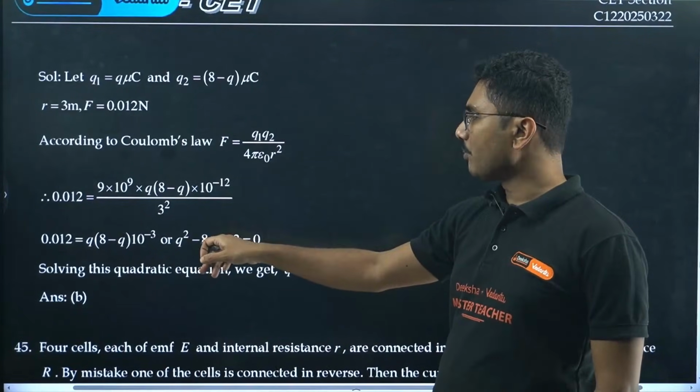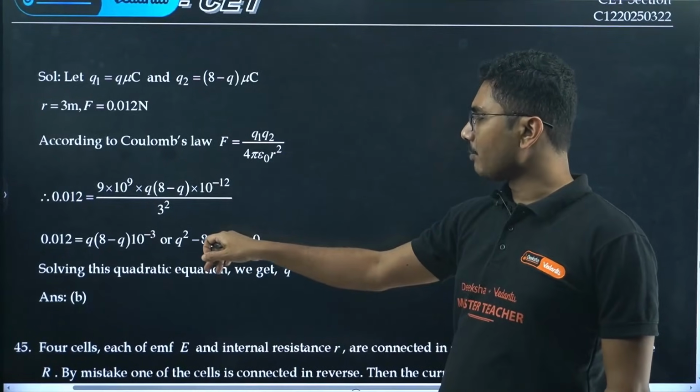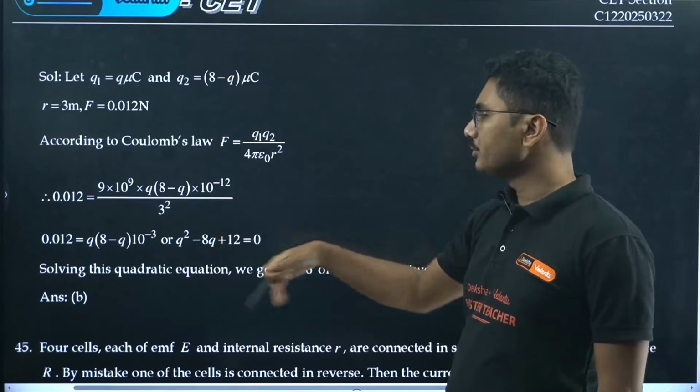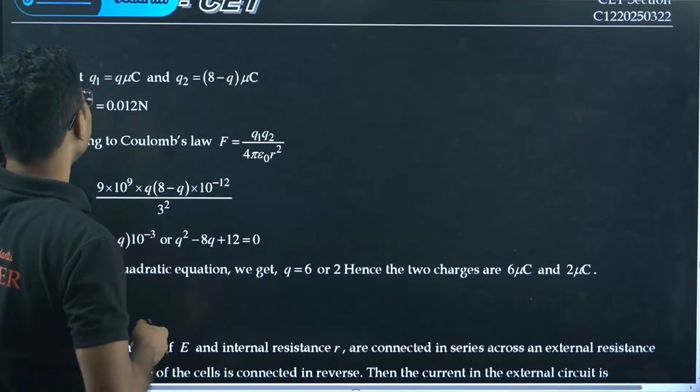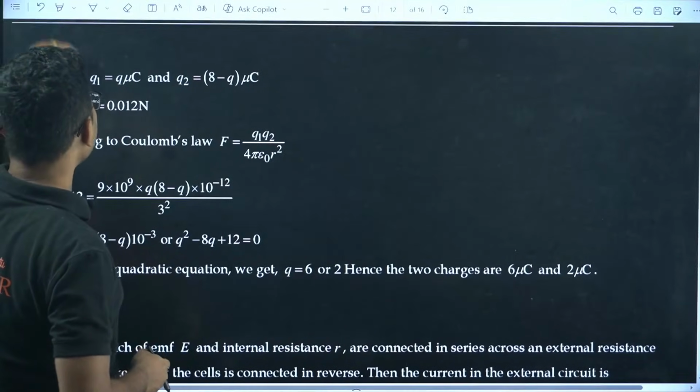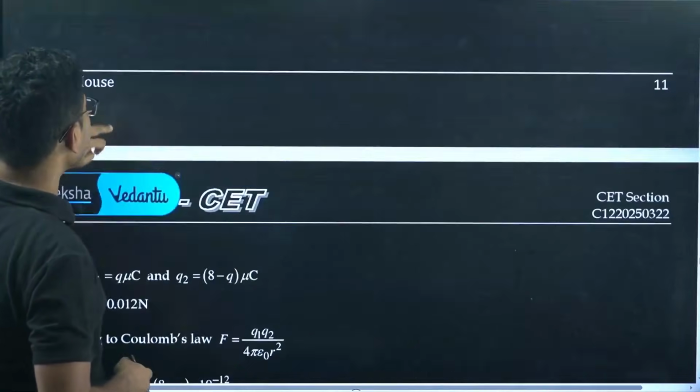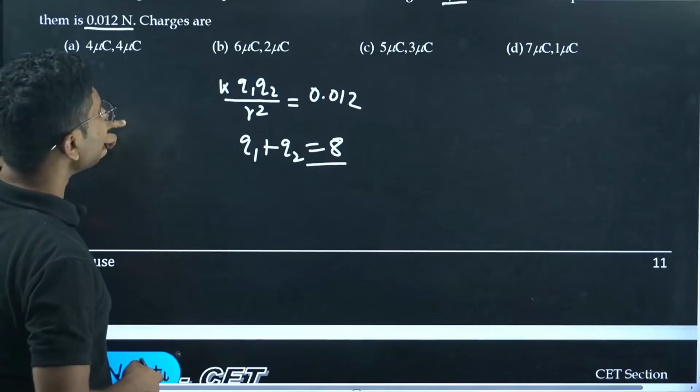You have to simplify them like this, and you will get a quadratic equation. After solving, once you reach here, you will see that only 6 and 2 are possible. 6 into 2 is 12, and 6 plus 2 is also 8. So 6 and 2 will be the answer. Okay, one more shortcut trick. What shortcut trick can you apply in this particular question?